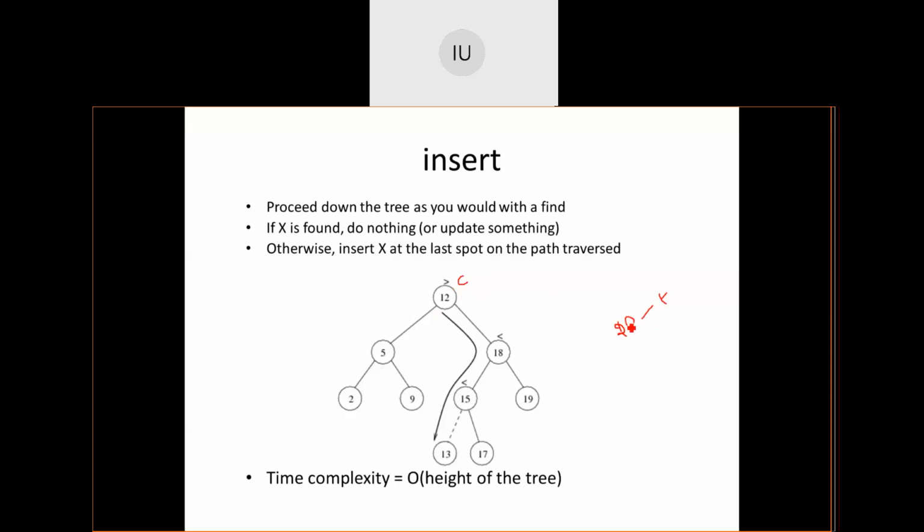Okay, 20, is it less than current arrow info? No, it is greater than. So I will assign previous to current. Then I'll move current to current arrow right. Then again, is current null? Not yet null. So compare current's info with element. Element to be inserted is 20.